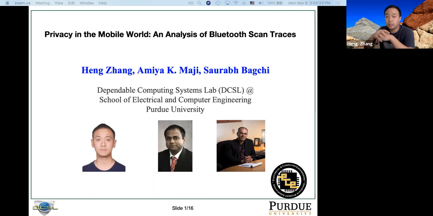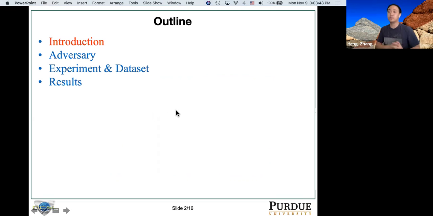So in this work, we basically did the analysis of some Bluetooth traces. We collected some Bluetooth traces from campus students, and we also used a publicly available Bluetooth trace. Essentially, we're trying to identify if there is any privacy leakage in the Bluetooth traces, and more details are coming. So here is a basic outline.